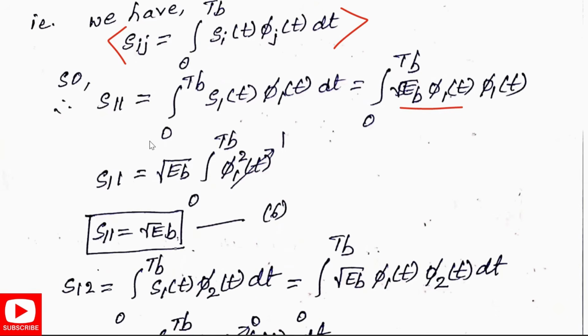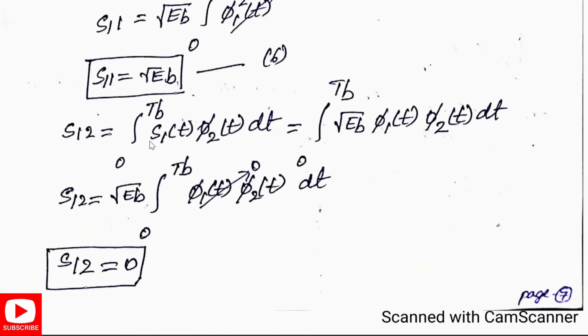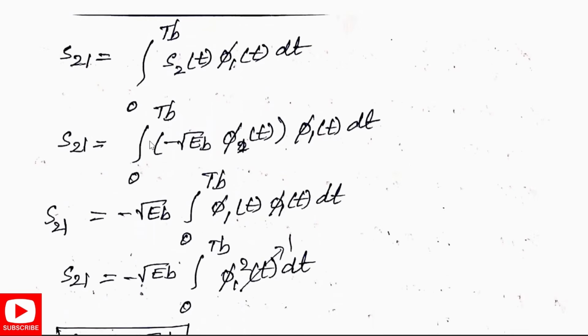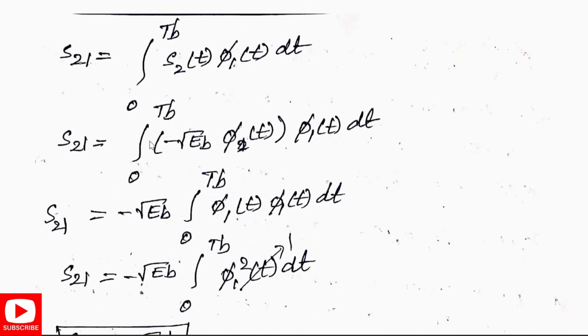Similarly, you need to find out S12 also. Same way, substitute S1 of t, and you get this. Then phi 2 of t is what? It is 0. So S12 is what? 0.